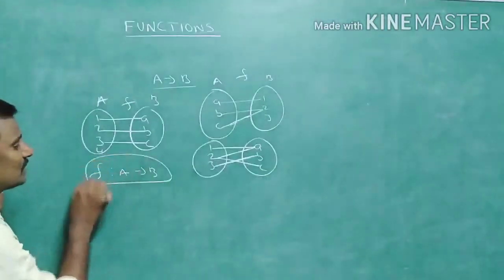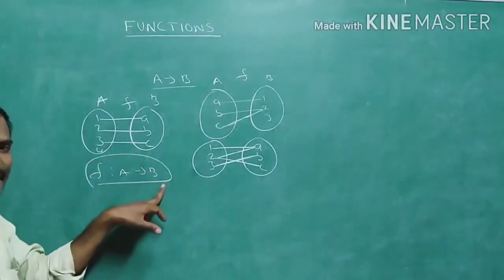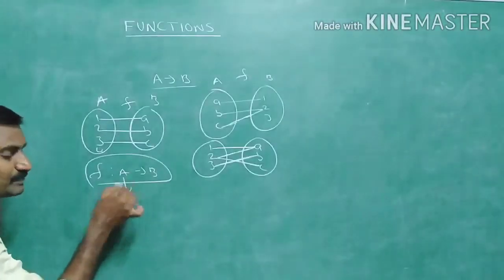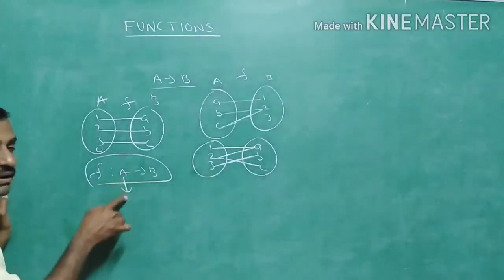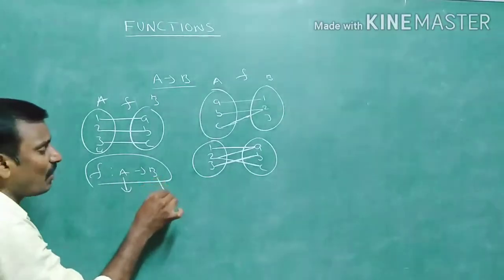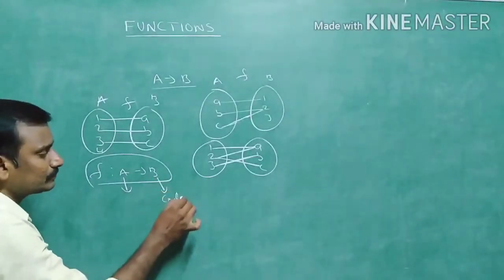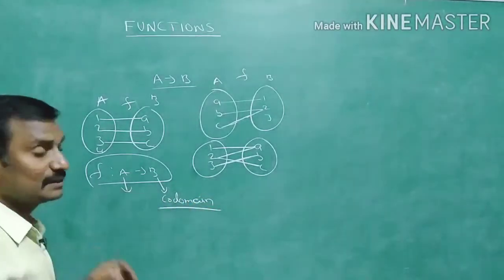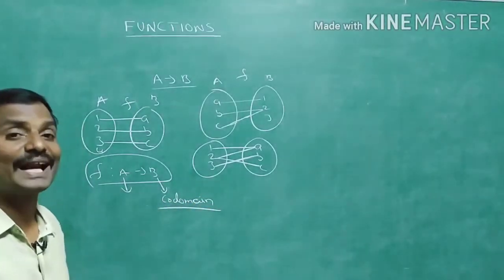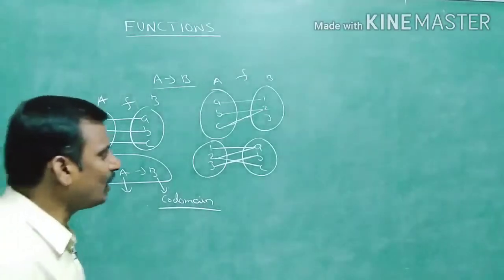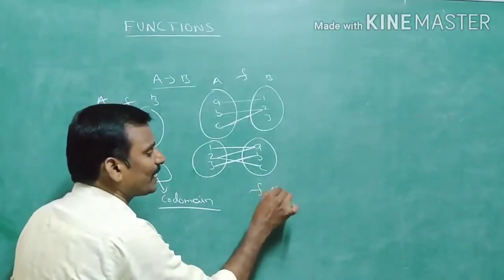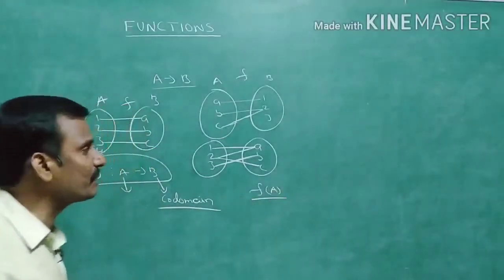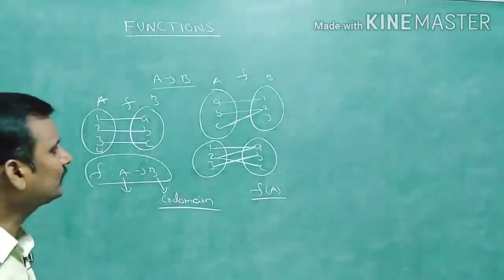If f is a function, we will write f from A to B. Here A is called the domain of the function. B is called the codomain. The set of f images is called the range. It is denoted by f(A).